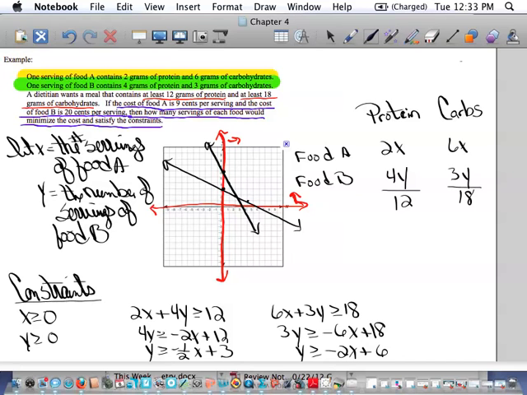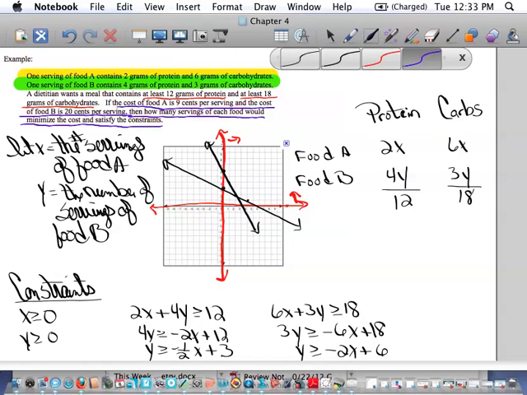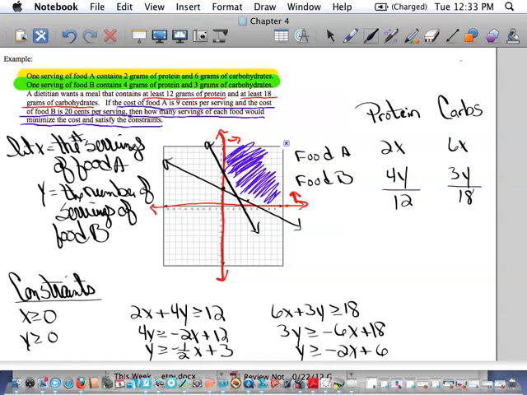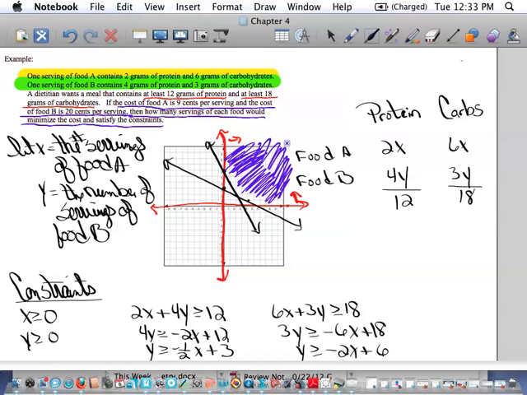So now y is greater than, so the region that would be greater than would be this region above those lines. So now I'm going to look for my vertices. I have one at 0, 6. I have one that looks like it is at 6, 0. And one that looks like it is at 2, 2. Okay.